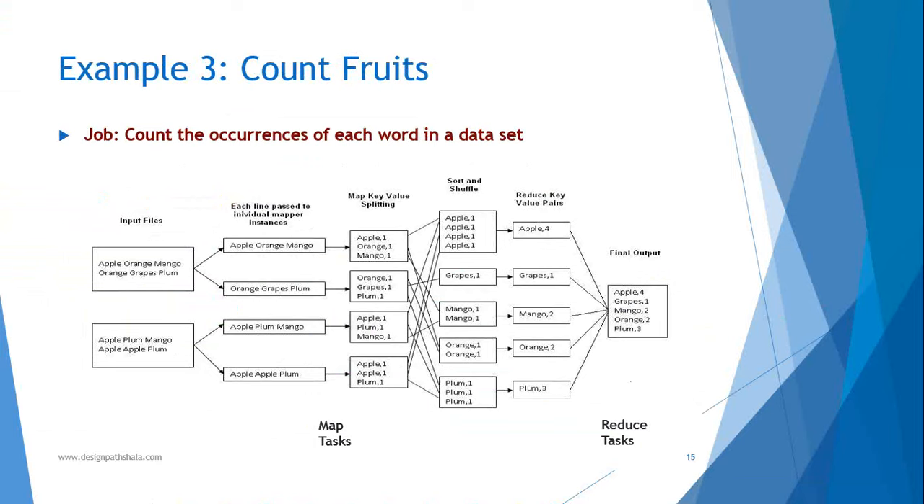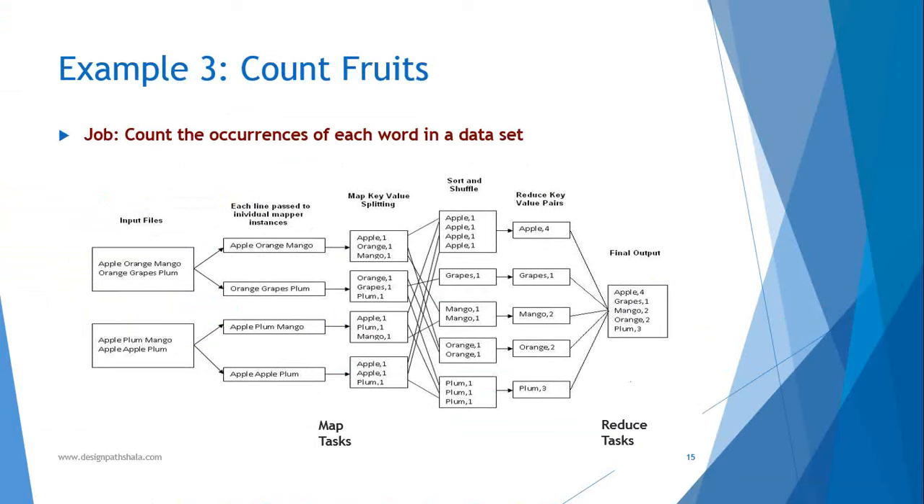So my file is divided into two blocks over here, block 1 and block 2. Block 1 will create mapper 1, block 2 will create mapper 2 on their respective data nodes, out of the three replication factors, on any one of the data nodes where they are replicated.